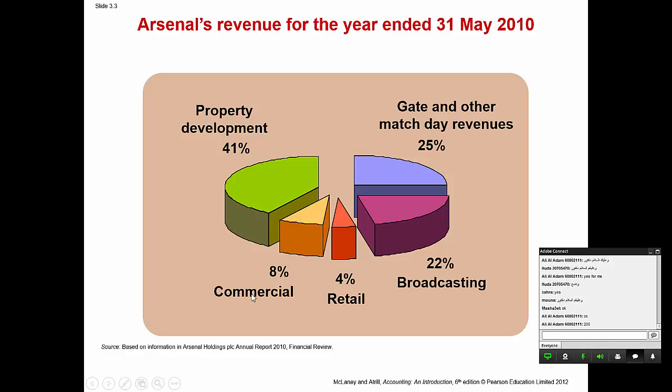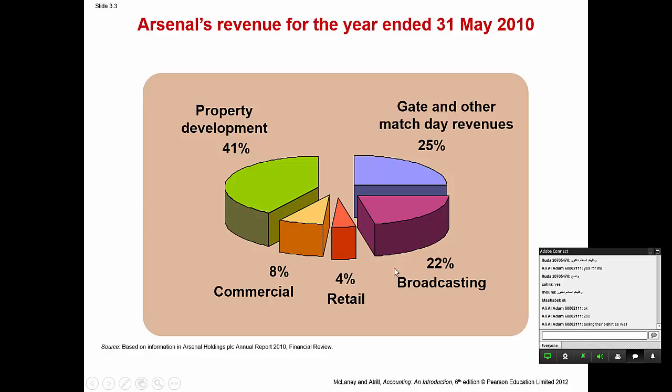8% from the commercial. For example, if they have agreements with some companies to put their logo on the T-shirt. Sometimes the T-shirts which we can find in the market have the logo of Arsenal. This logo is rented by Arsenal Football Club to other companies, to make some revenue or to increase the revenue of the club.